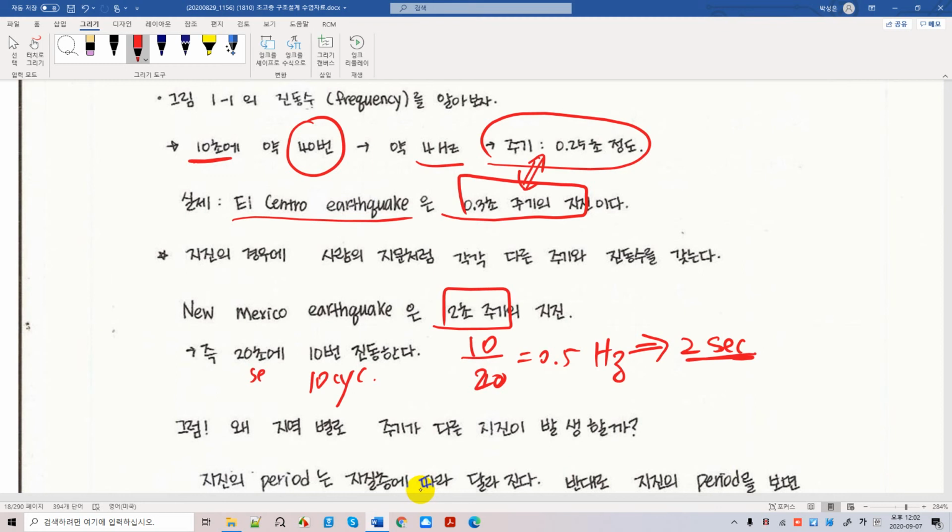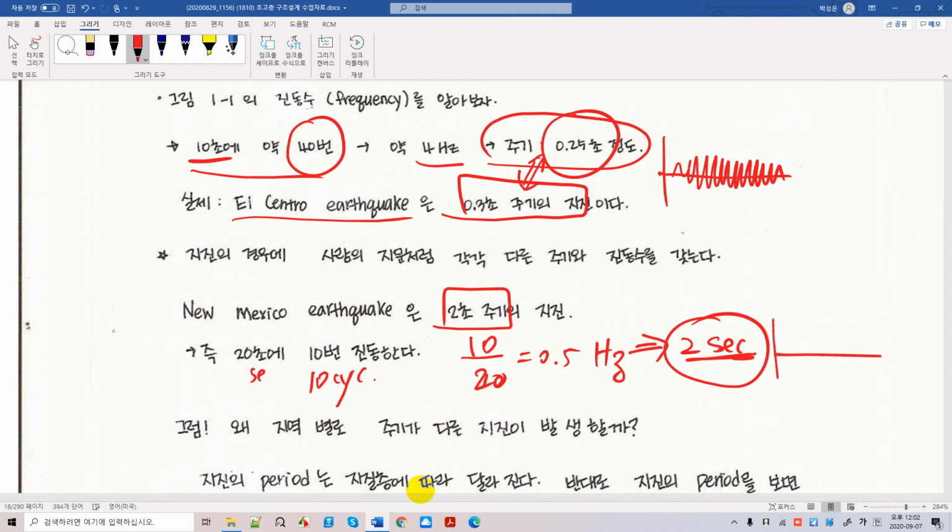seismic motion compared with what we saw right here, which is 0.25. What that means is that the ground vibrates in horizontal directions much faster here than here. Here it's slower. You take 2 seconds to make one cycle. But here you take 0.25 second to make one cycle. This is much faster and this is much slower.